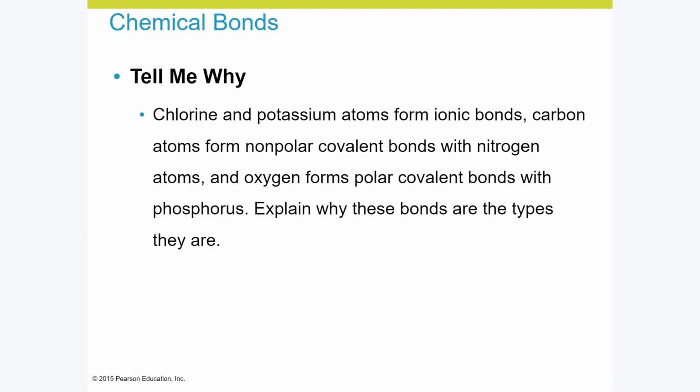So last, tell me why of today. Tell me why chlorine and potassium atoms form ionic bonds, carbon atoms form nonpolar covalent bonds, and nitrogen and oxygen atoms form polar covalent bonds with phosphorus. Explain these bonds and explain why these bonds are the types that they are. So I'm not going to have you answer it on here. I'm going to have you go to the next assignment and answer it there.